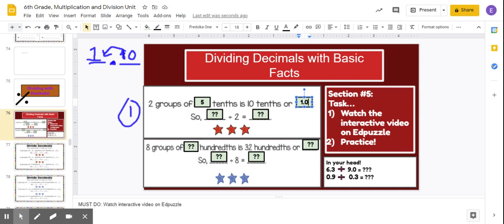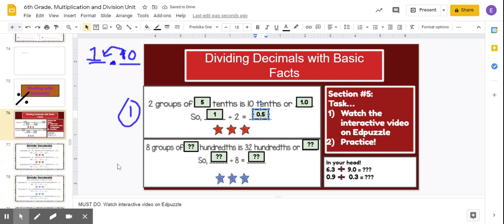So what that means then is we know that 1 divided by 2 gets us 5 tenths. And we're not going to write it in words, but this time we're going to write it in decimal form, 5 tenths.